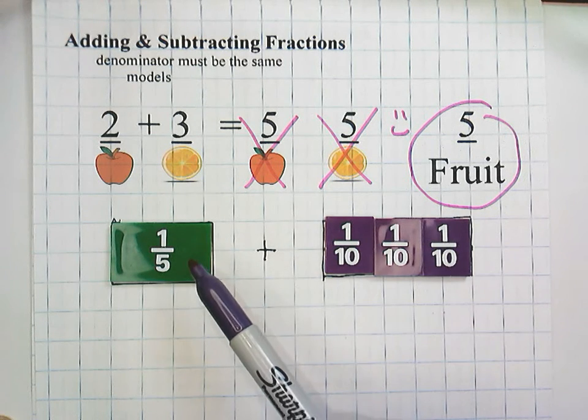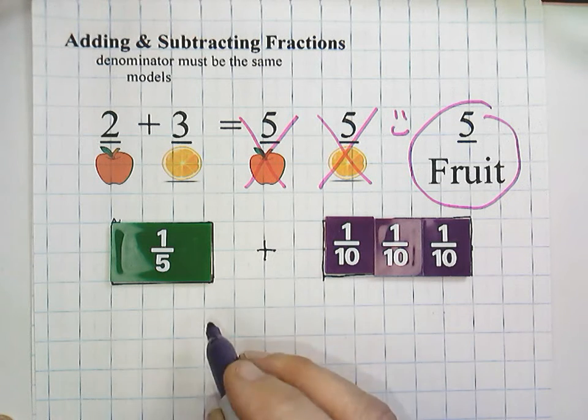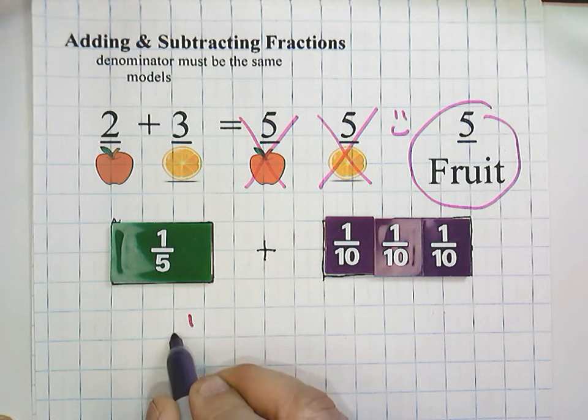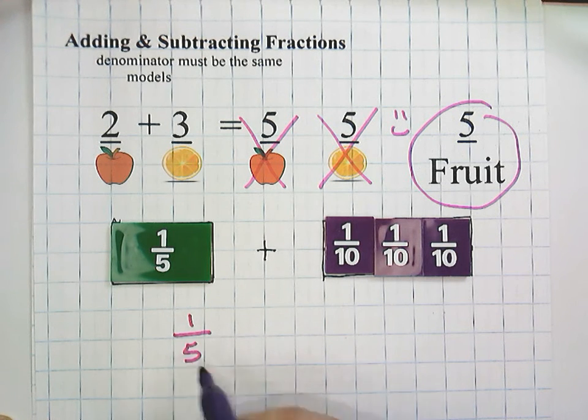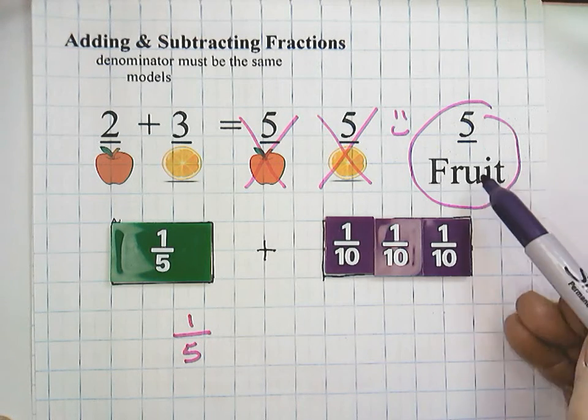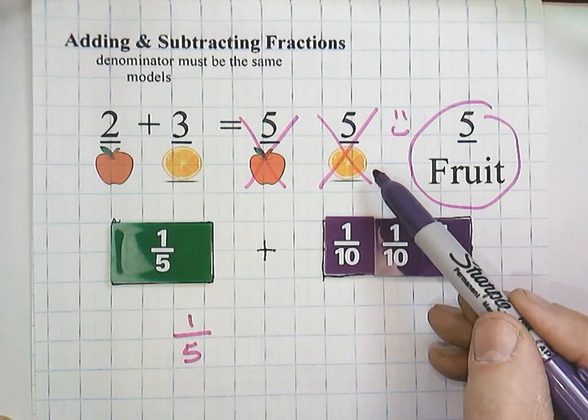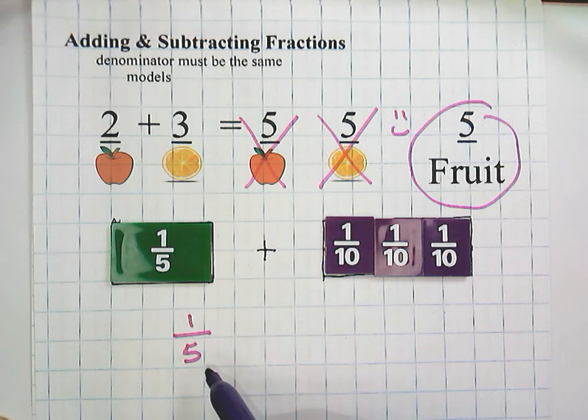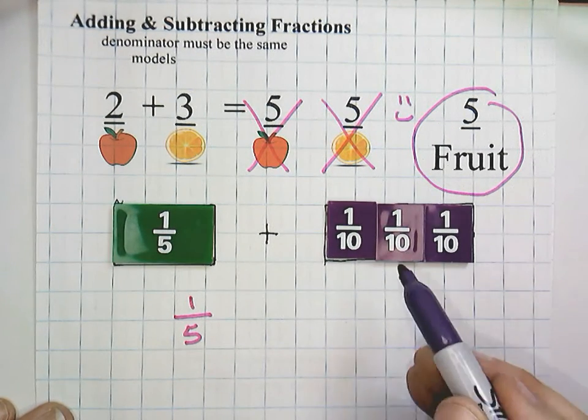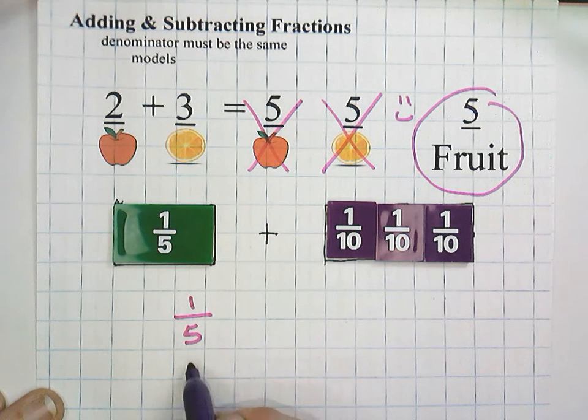They're fractions, but these are fifths and these are tenths. So when we add that, our job is to make it something in common. In this case, apples and oranges were fruit. And in this case, in math, we want to find a common denominator. So 3/10, see if I can squeeze this in here.